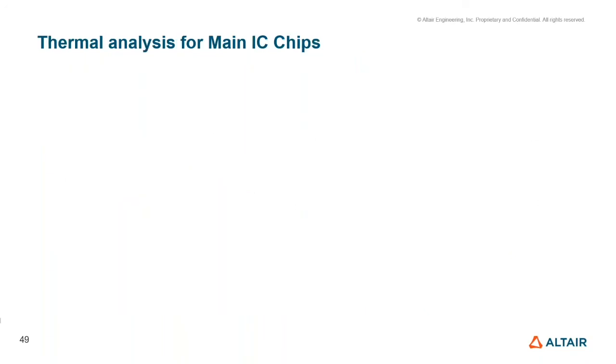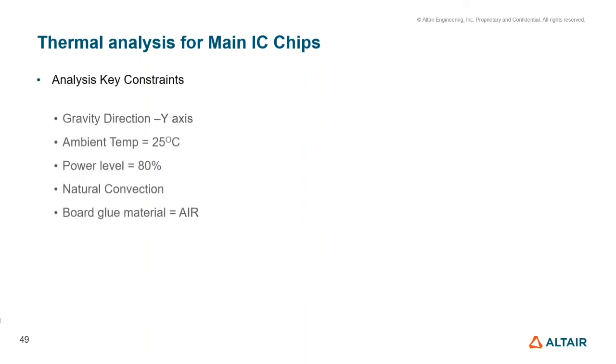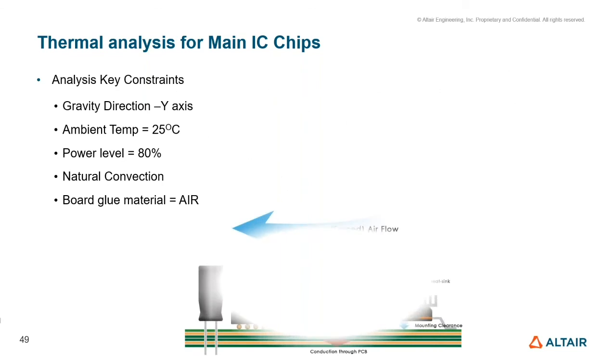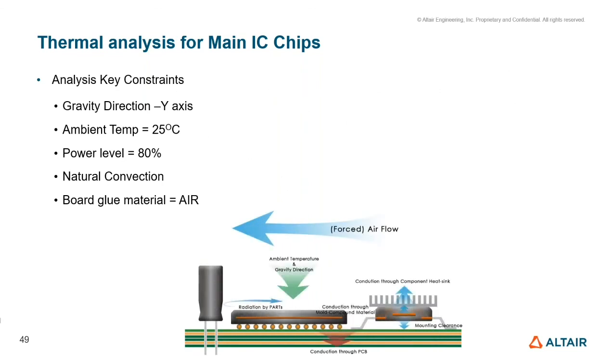The key constraints for deciding thermal analysis are shown here. We have chosen the gravity direction to be the negative y-axis. We have chosen an ambient temperature of 25 degrees, and we have chosen the power level to be operating at 80%, and the board glue material as air, meaning no glue is actually attached on the board. Also, for our analysis, we have chosen natural air convection, meaning there is no forced air.